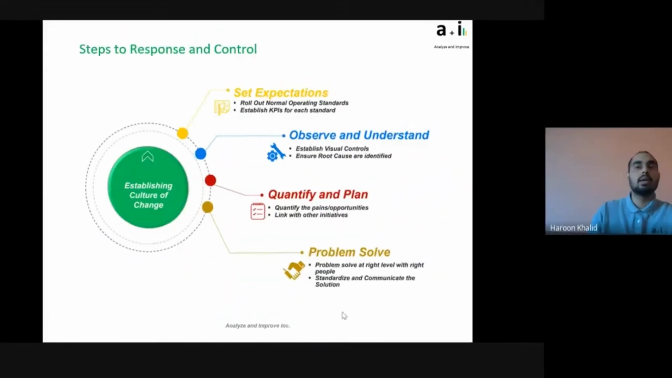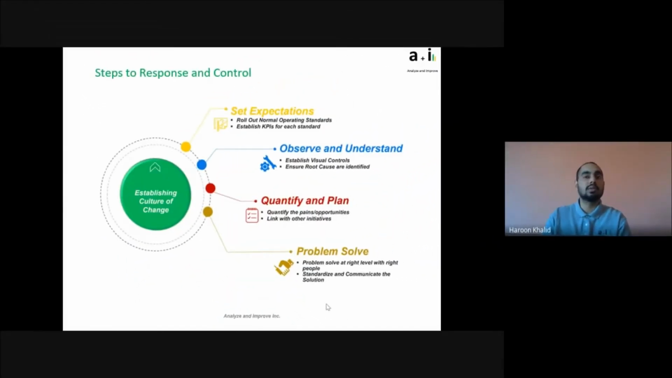You begin by setting some sort of expectations. Typically, after you have made an improvement or set new standards, you want to establish KPIs for your standards. The next step is to observe, understand, and collect data against the standards we've set. Just for consistency's sake, I'm going to pretend our KPI is the number of value-added hours within a given shift for an operator.